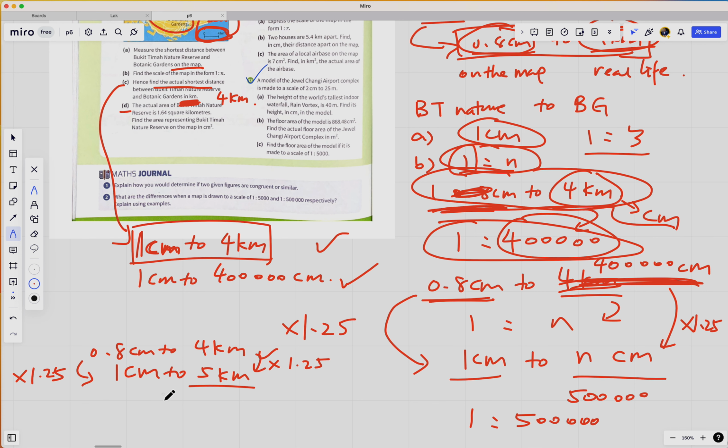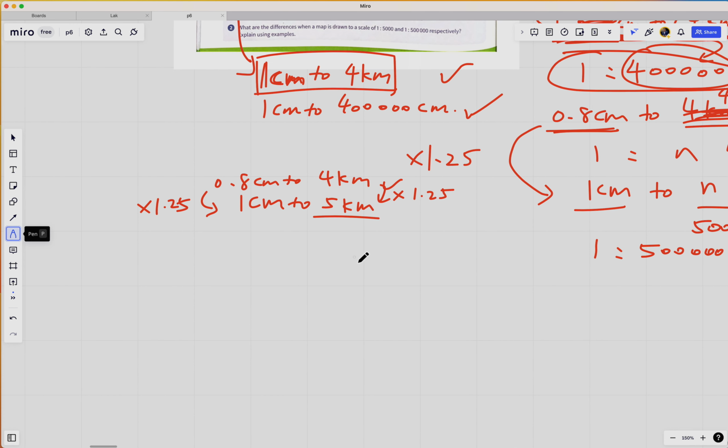Okay, so now you have 1 cm to 4 kilometer, right? Or you also have, according to your scale, 1 cm to 400,000 cm. So now the question given is, they say the actual area. The actual area is, so I write it here, actual area. Do you know why the actual area is on this side but not this side? Because this side basically is the map area.